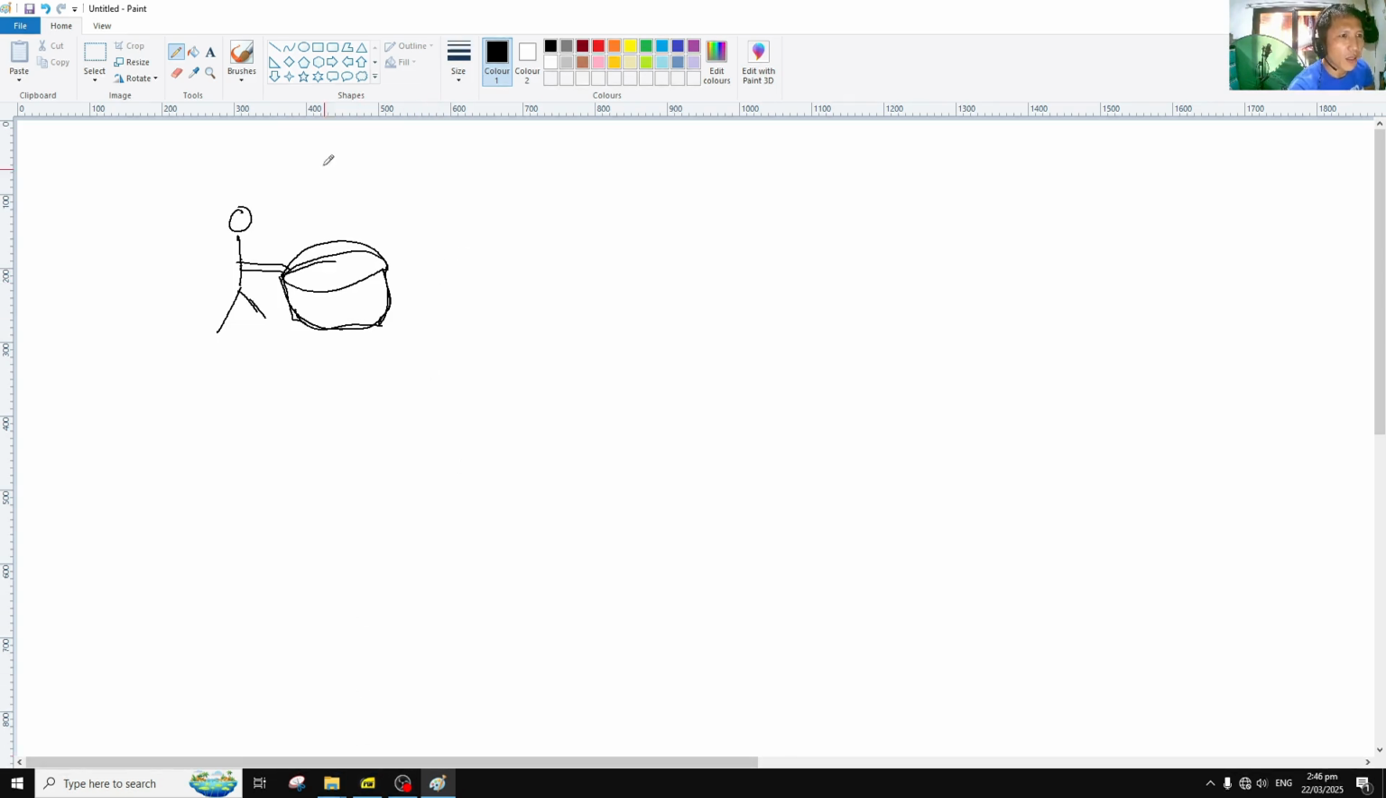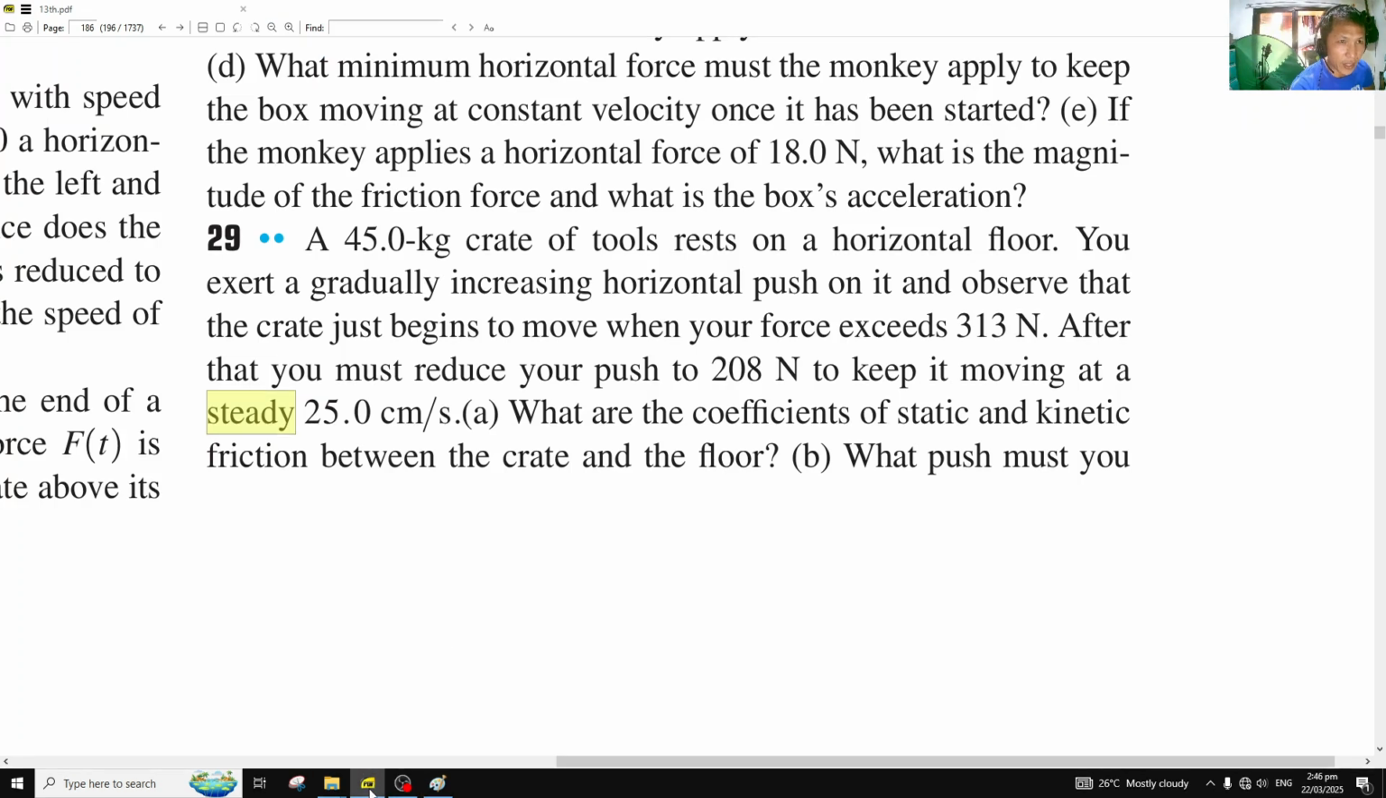So the problem says the mass of this crate. So again, I'm not a civil engineer. I'm a chemical engineer. Therefore, it's bearable for me to draw like that because I wasn't accepted as a civil engineer aspiring during my time.